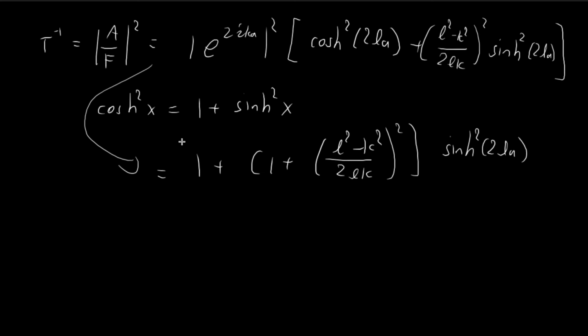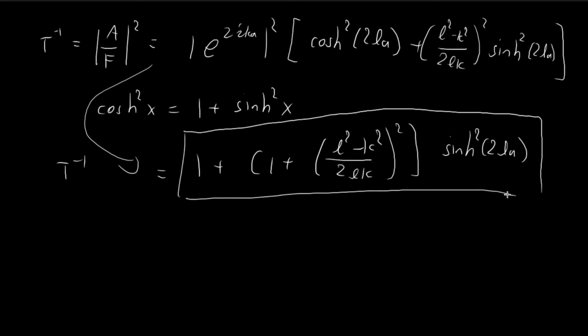And so there we have it. In a sense, you can say that we are done. This is the inverse of the transmission coefficient. So if you want the transmission coefficient itself, you can just do 1 over this entire expression. But we can actually do even better.